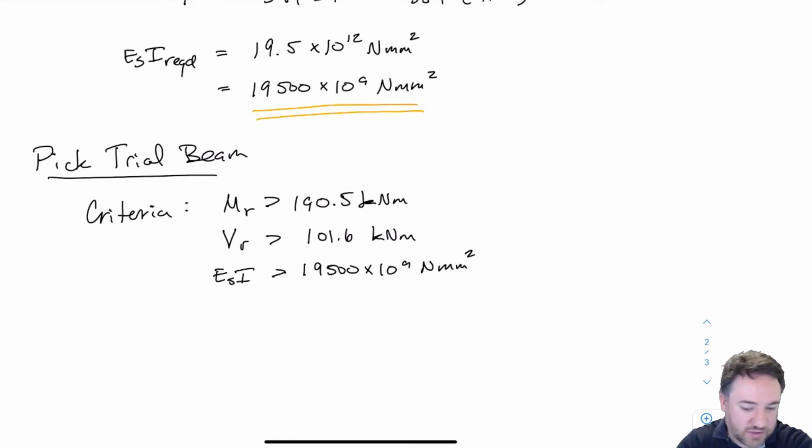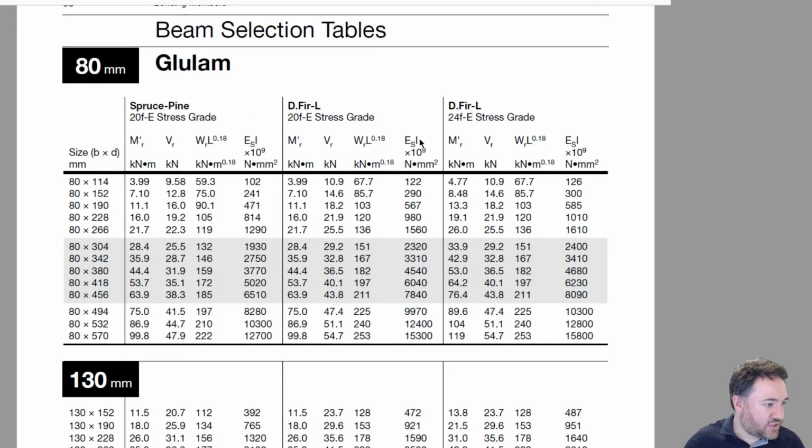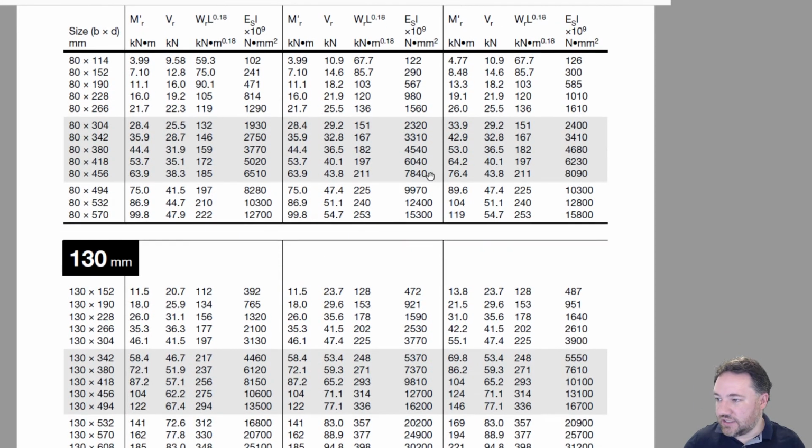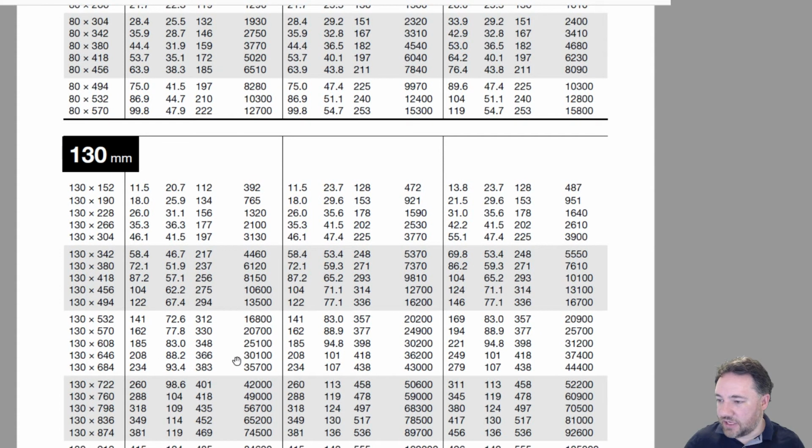Okay, so coming back here. We're looking for a value of 19,500 at least here. And you can see that our 130 by 646 more than satisfies that, 36,200. So we're more than double over. So it's going to be fine. So let's try this section. We're going to check all the resistances and make sure it works. And in particular, we're going to be concerned about the KL, that it is adequate, the lateral support condition. And we're also going to want to make sure that we can get a VR that's going to satisfy our VF of 101.6.